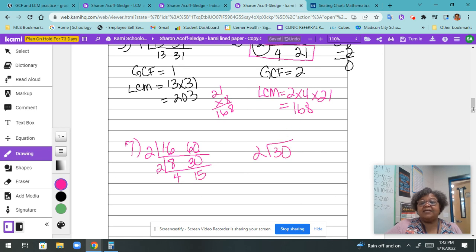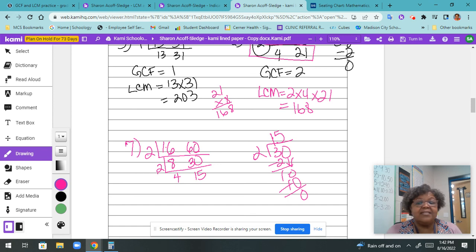Let's say I didn't know that. Divide to the side, honey. 2 goes into 3 one time. 1 times 2 is 2. 3 minus 2 is 1. Bring down my 0. 2 goes into 10 5 times. 5 times 2 is 10. So that's my 15. What goes into 4 and 15? 1. So we are 1 and done.